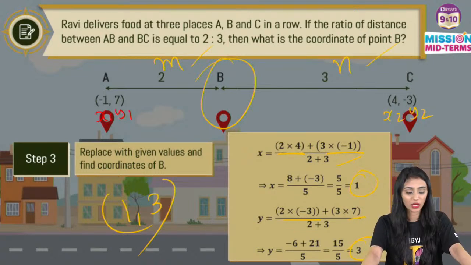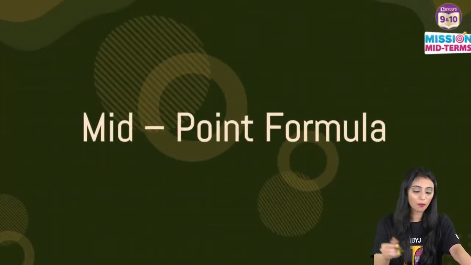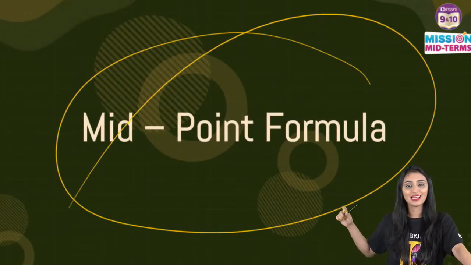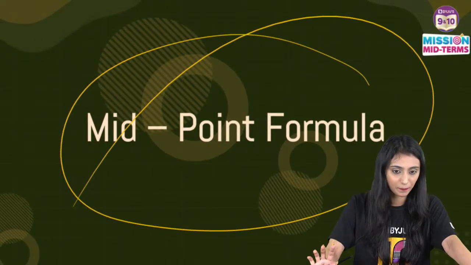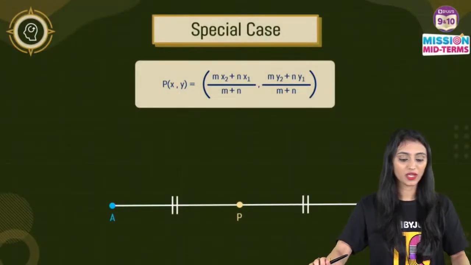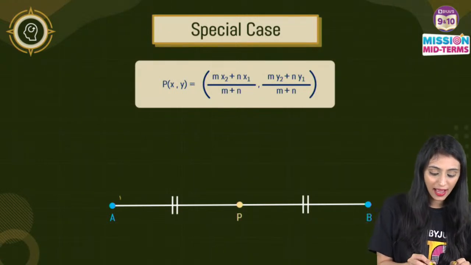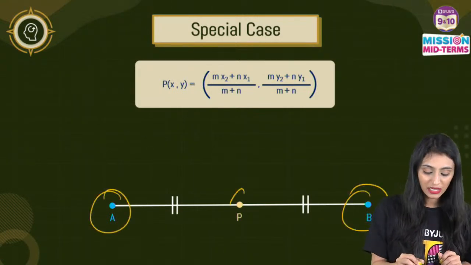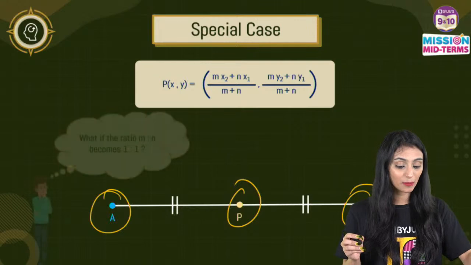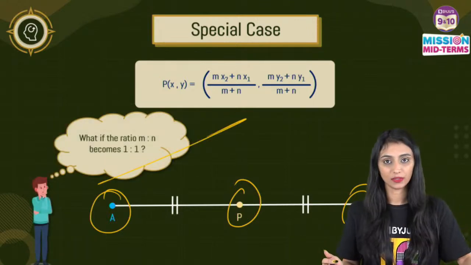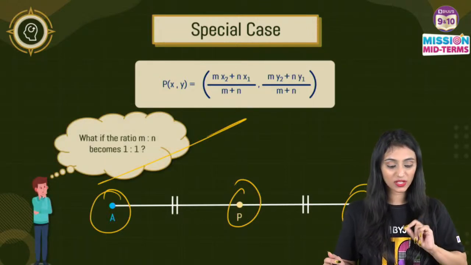You were talking about another formula. I would not say it's another formula. Yes, the name is midpoint formula, but it's the other form of section formula only. Think about it. Let's suppose again I have these points A and B and P is dividing them, but this time it is dividing them in the ratio 1:1.